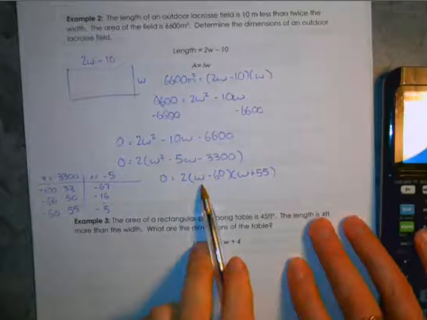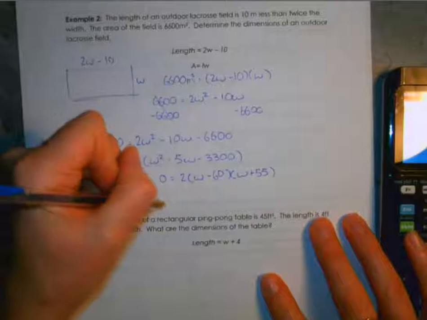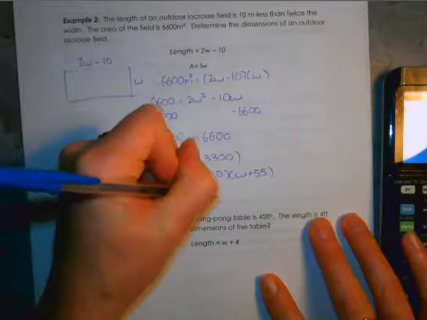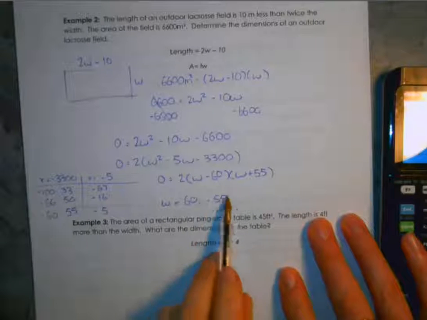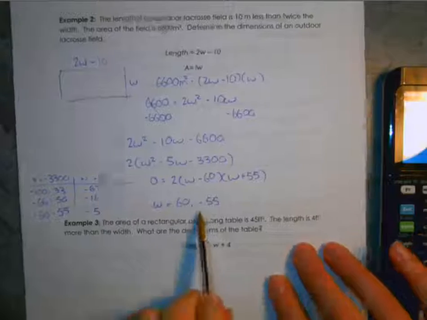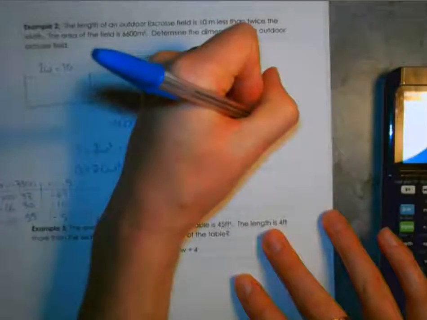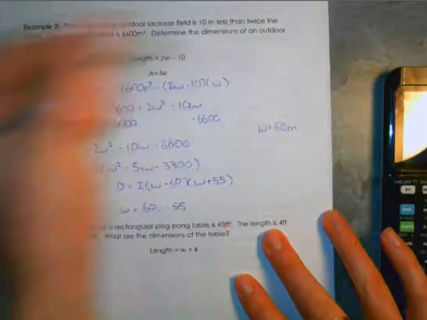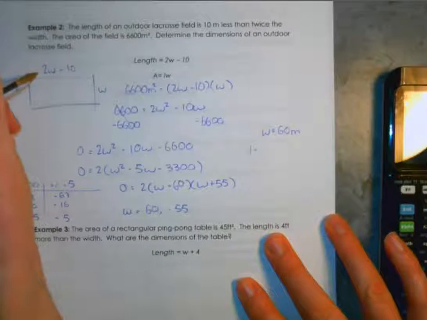Okay, and so then remember that our roots, therefore, would be the opposite of that. So width could either equal +60 or -55. And so then you just need to think, would it make sense to have a negative width? Obviously not. So now we can say our width is equal to 60, and the units that we had were meters, so keep that. Length, we still have to do our calculation using our formula that we came up with.